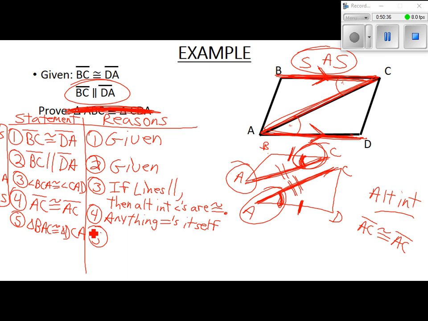How do you prove that? Same thing for reasons. What's our reason? Say it. Side angle. Why did I listen to you? It's just spouting off random nonsense.